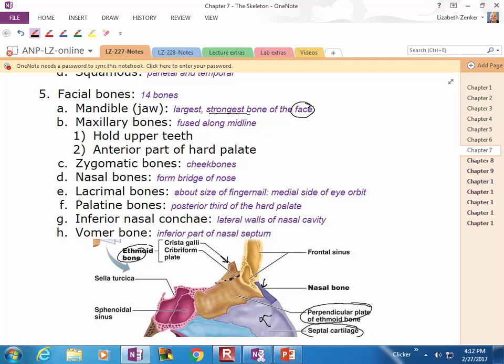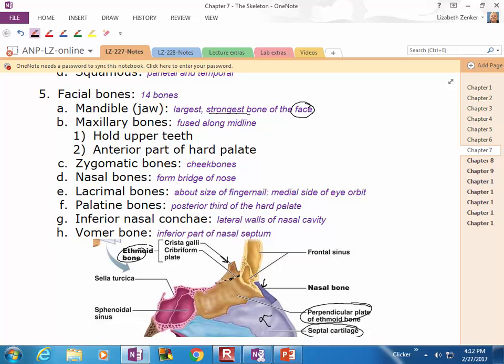Where are the upper teeth housed? The maxilla. You have two maxillary bones, okay? So maxillary, you have two of those. They're fused along the midline. That holds the upper teeth. And it's also the anterior portion of the hard palate.